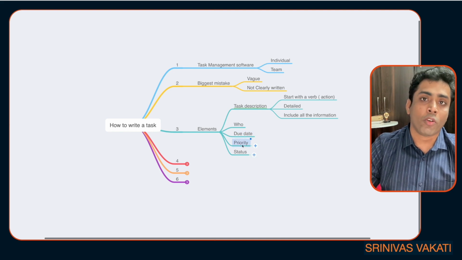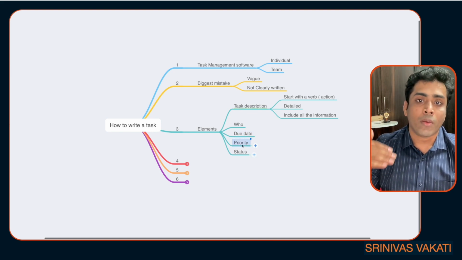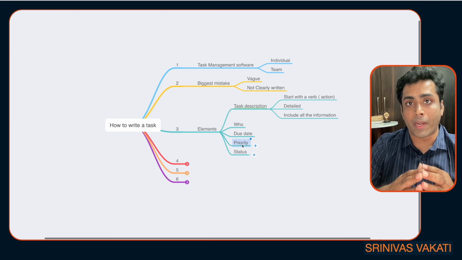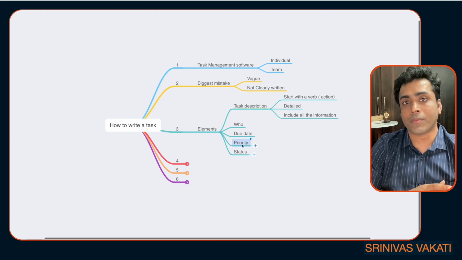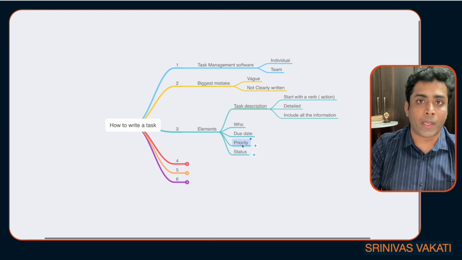The next thing you must include while writing the task is the priority. Is it a high priority? Is it a medium priority? Or is it a low priority? If you write down the priority, you are clear on what task to do first. Obviously, you will do the high priority task, right?